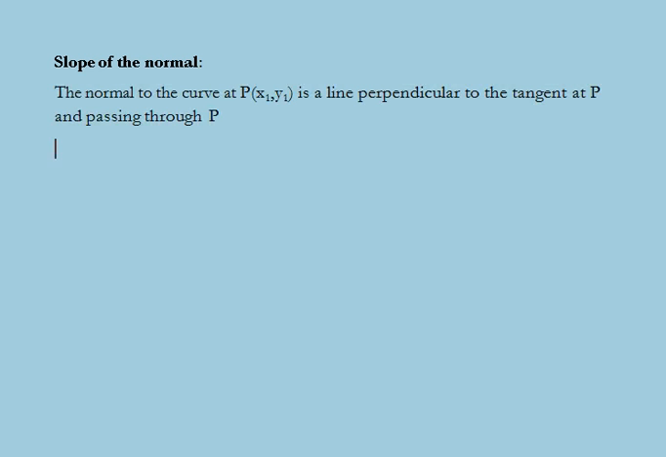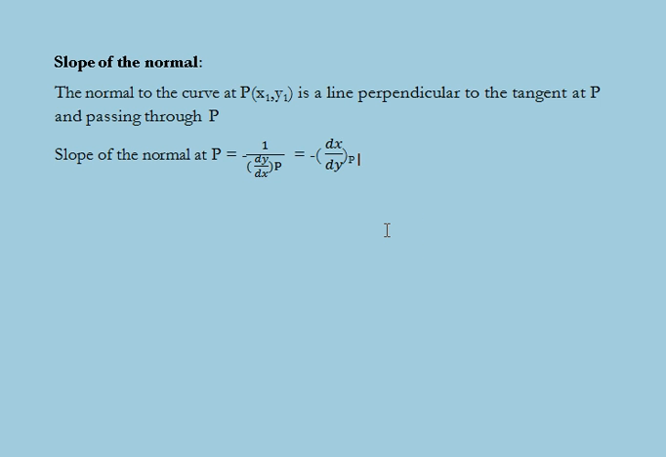Next, we are going to discuss the slope of the normal. As discussed in the previous section of this lecture, the normal was the line that was drawn onto the curve at point P with coordinates x1 and y1 and was perpendicular to the tangent at point P and passing through P. Therefore, the slope of the normal at P is equal to minus 1 divided by slope of tangent at P, which is equal to minus 1 divided by dy by dx at point P, which can be written as minus dx by dy at point P.